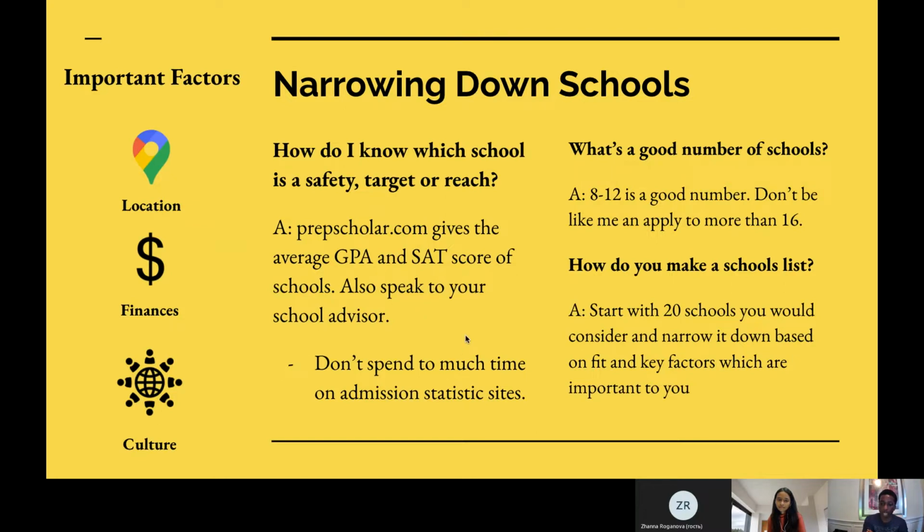So I wouldn't spend too much time on admission statistics. For what's a good number of schools, 8 to 12 is a good number. Don't try to apply to more than 16. Definitely don't do 20. Definitely don't do 23 or 25. And if you're looking for how to make the schools list, start with 20 schools you would consider and narrow it down based on fit and key factors which are very important to you.